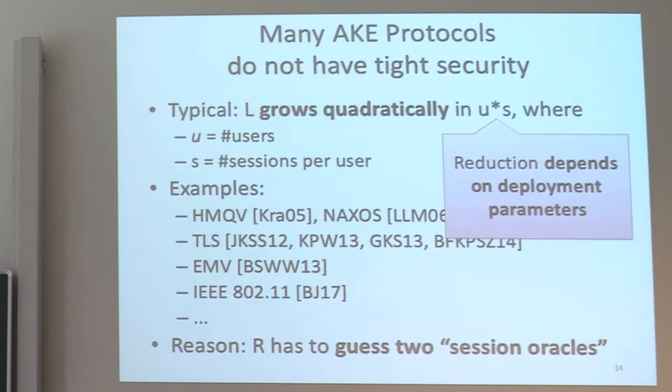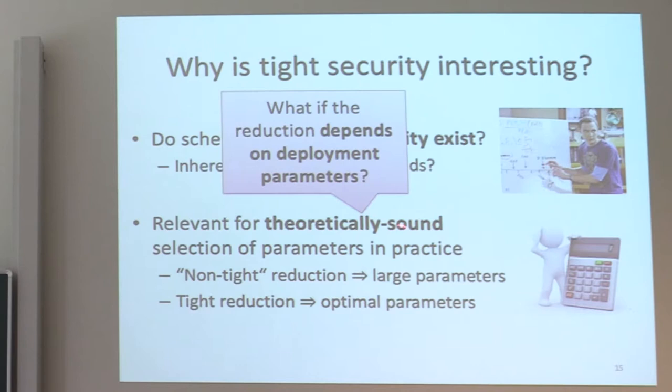Another reason why this is particularly bad is that this loss depends on deployment parameters, like the number of users, number of sessions, and so on, and we may want to use a protocol in an application where we are not yet sure about the number of users or sessions. Then we do not know at all how to choose our parameters. This is worrying, because sometimes maybe we are lucky and choose exactly the right size of parameters, but in many cases we will either use too large parameters and lose computational efficiency, or it's the other way around: we have chosen them too small and then again we do not benefit from our security proofs.